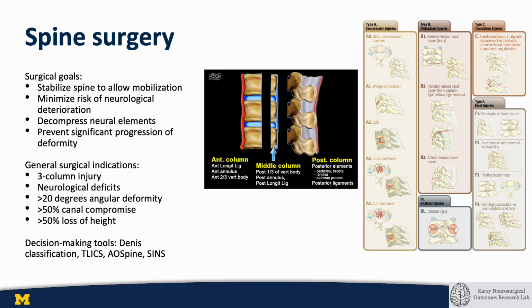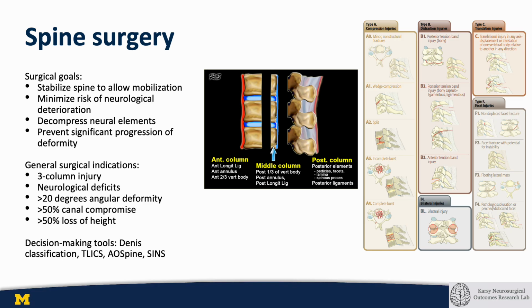Patients with neurological deficits, where there's something impinging on the spinal cord, they're more likely to need surgery. Patients with angulation deformity or canal compromise or significant loss of height of the vertebrae, those are other indications for surgery. The AO spine classification shown on the right is another way to look at patients that may need surgery. The type A fractures, or these compression injuries, typically going down to even the incomplete burst type A3 fracture, those can be managed most often with a brace.